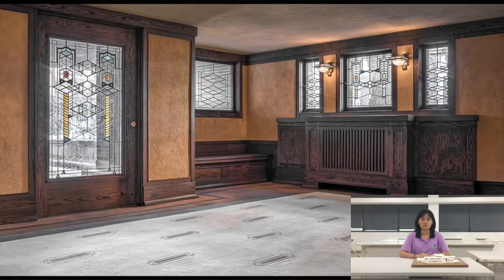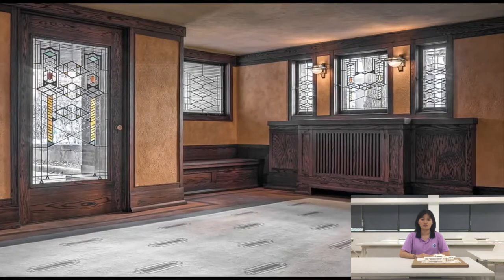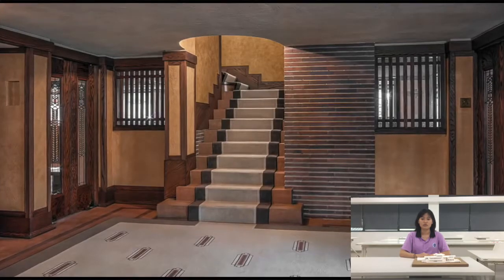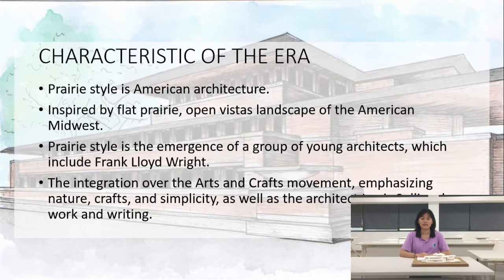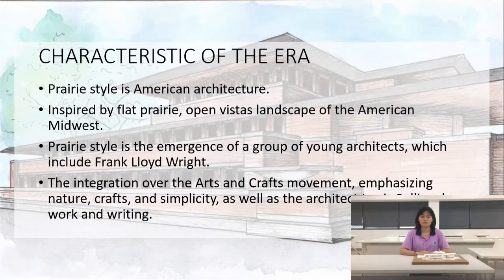It was an interpretation of the arts and crafts movement, emphasizing nature, class, and simplicity, as well as the architect Louis Sullivan's art, work, and writing. It accepts Sullivan's architectural theories, which required a new American architecture rooted in nature, with a sense of place and a fusion of modern elements such as space and stylized decorations.